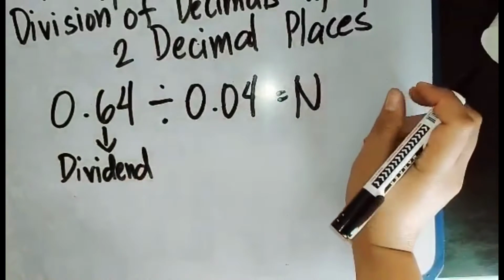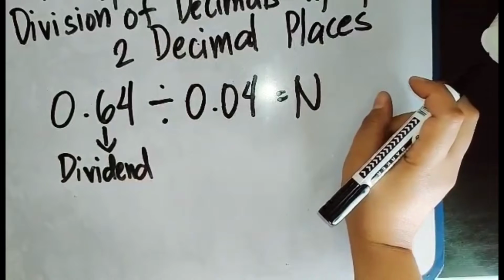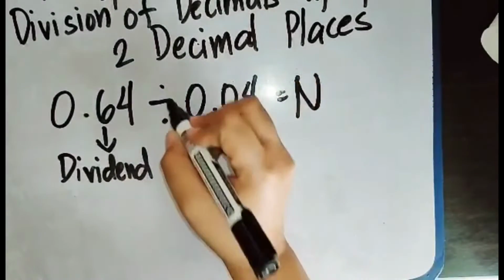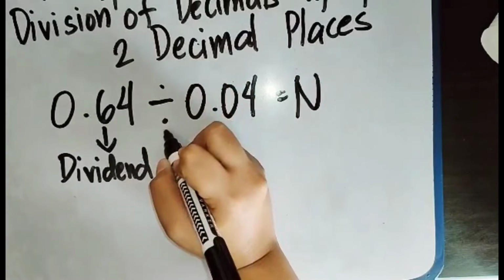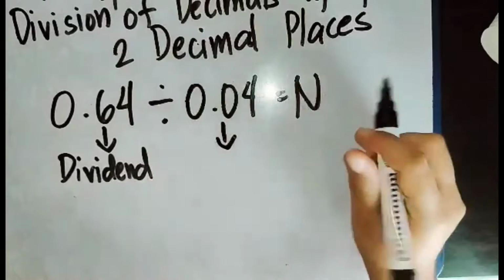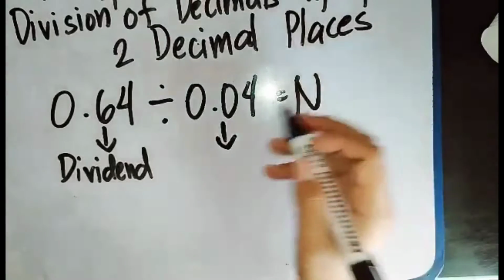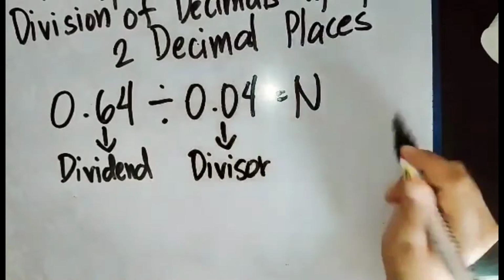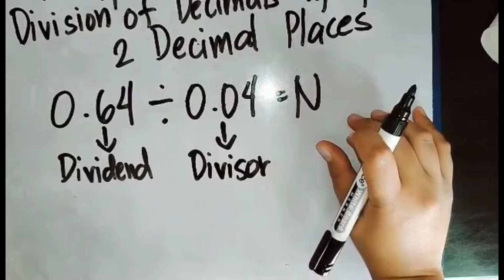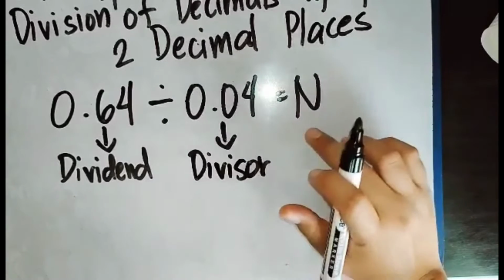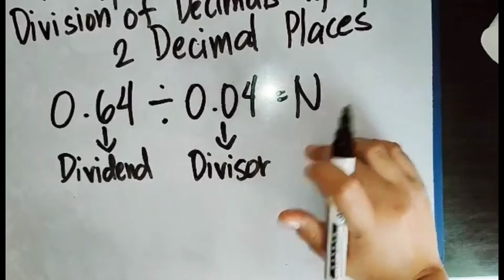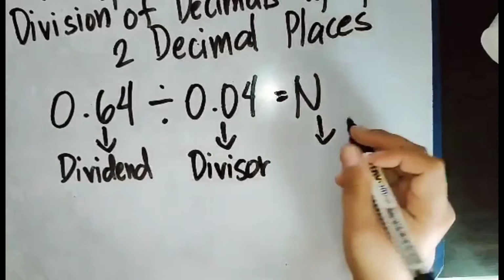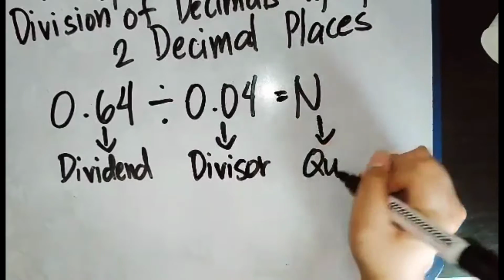In some cases or most cases, it is the largest number in the number sentence. Okay, next one, this is our division sign. And then the second one is what we call divisor. Ito yung pang-divide natin doon sa malaking number. In most cases in division, it is the smallest number here. And then we have the equal sign, and then n stands for the quotient.